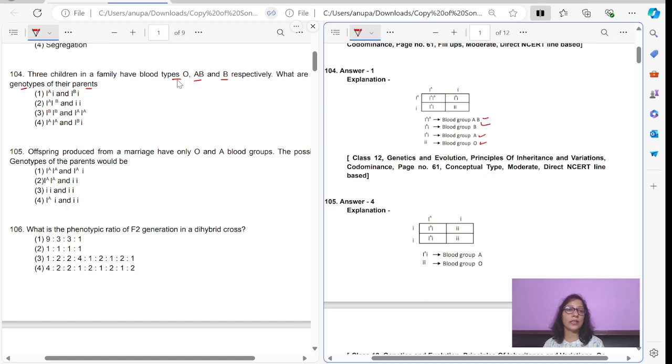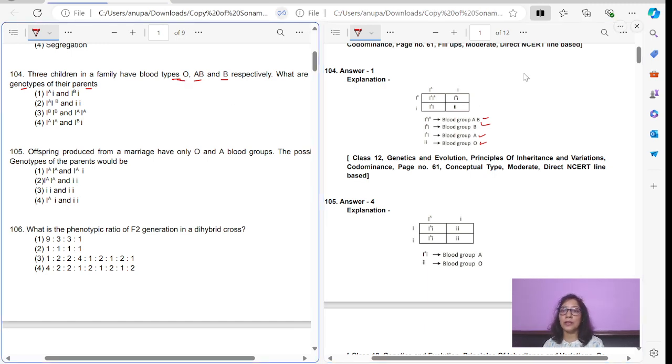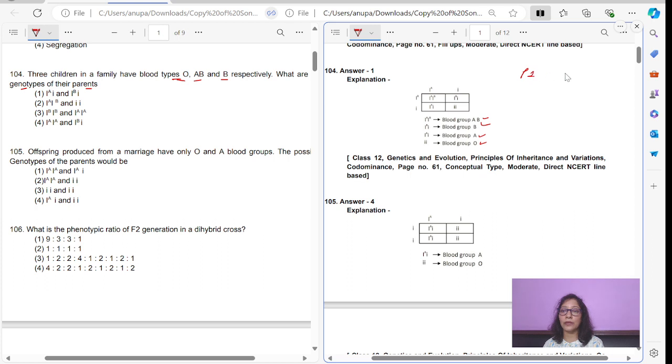Here it is given that one kid has blood group O. Let's see, this is parent 1, this is parent 2. So both of the parents must have allele i, because alleles ii make blood group O. So one of the parents must have allele i. Now the next child has blood group AB. It means one parent must have IA and the other parent must have IB. Only then the child will have IA and IB, that is AB blood group.